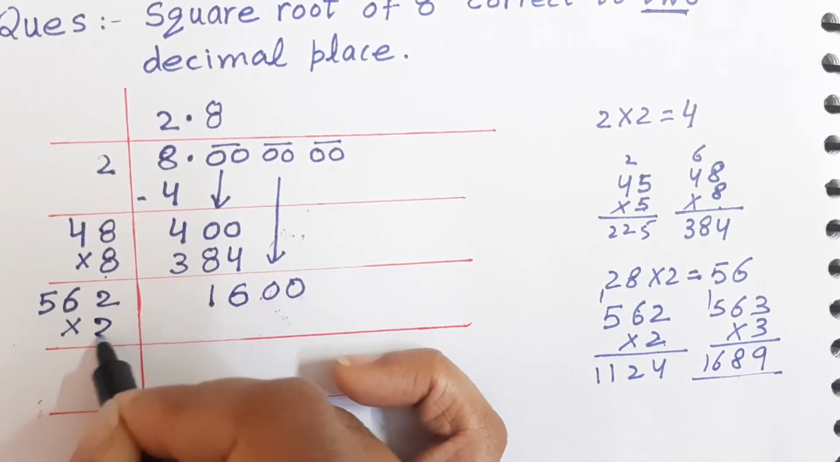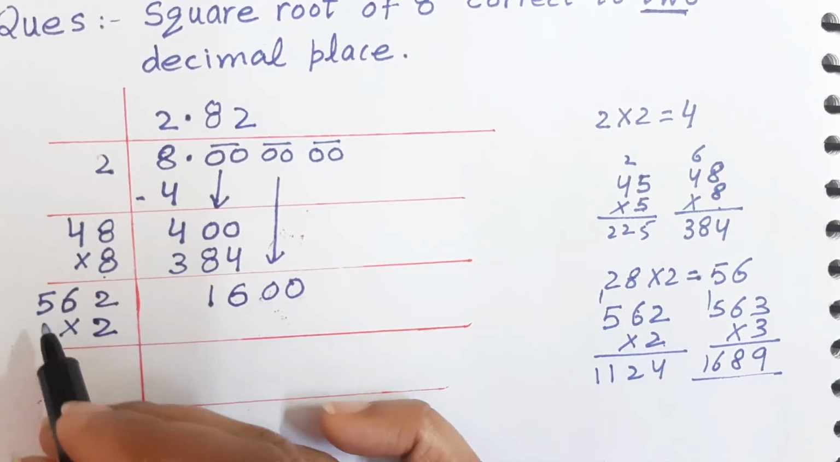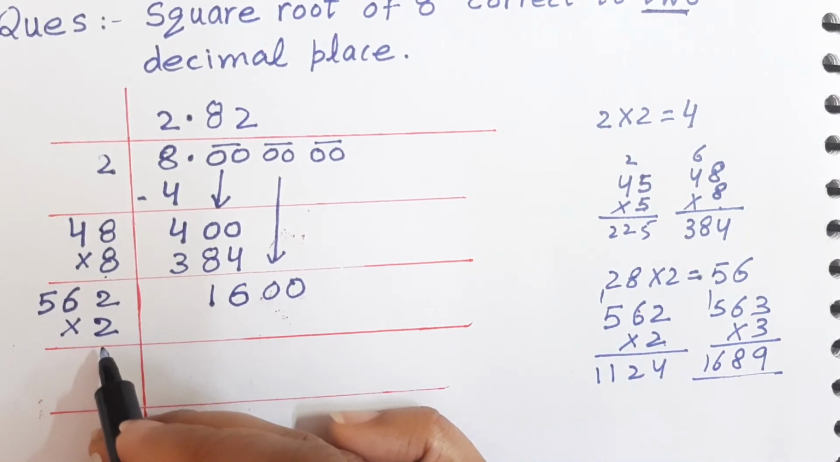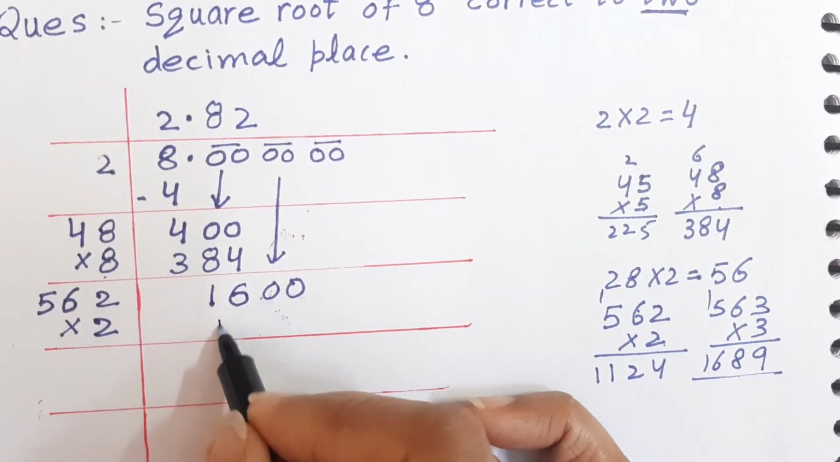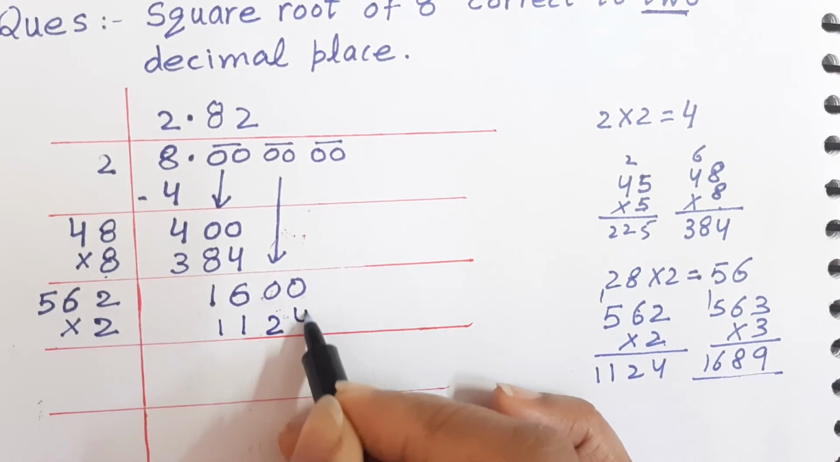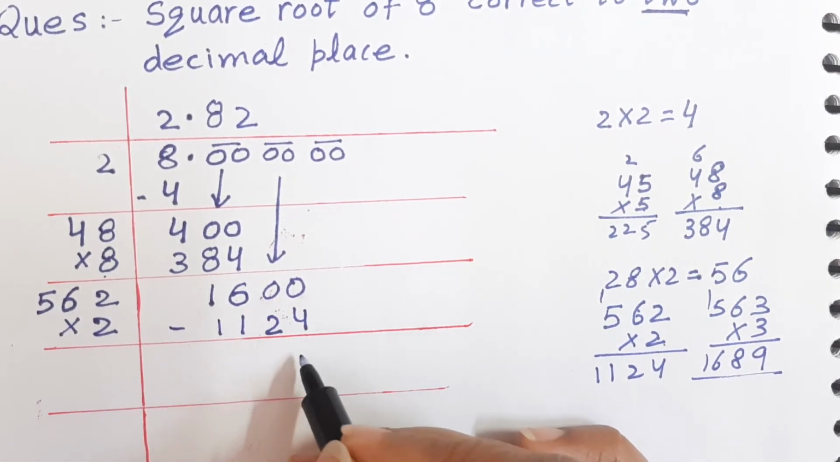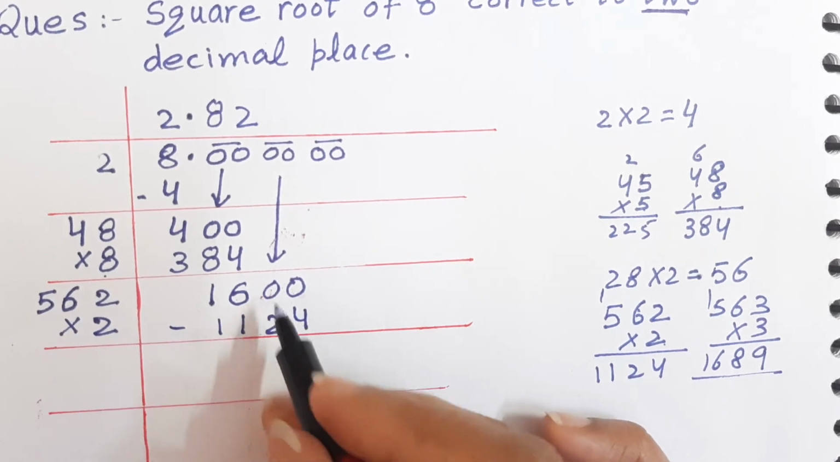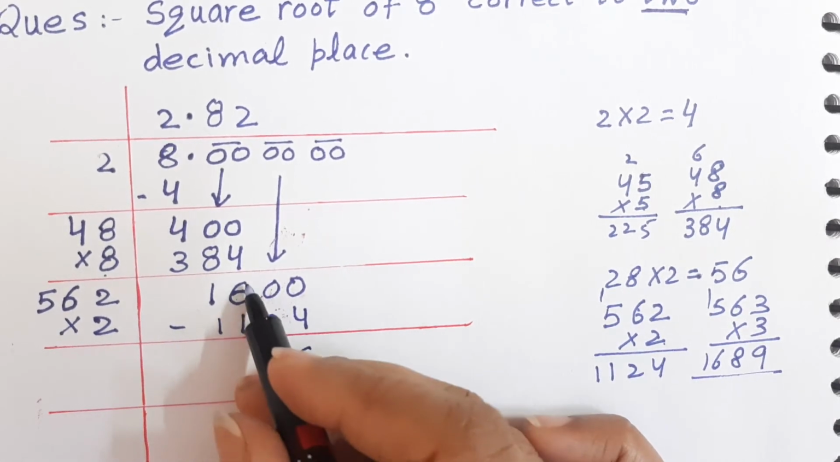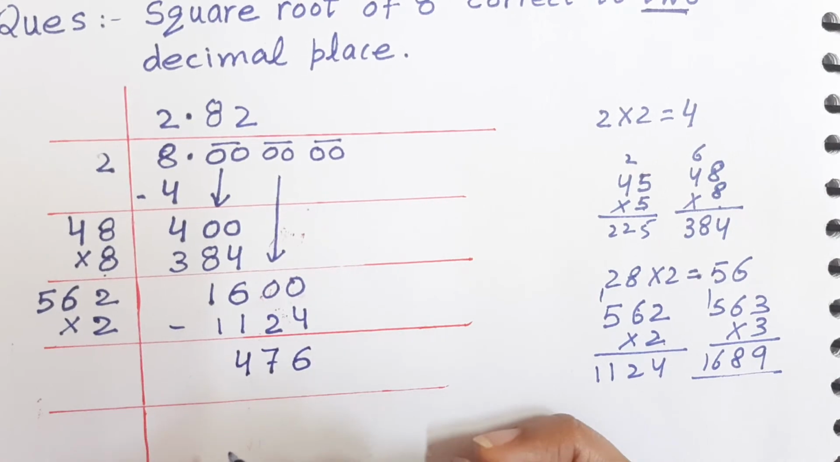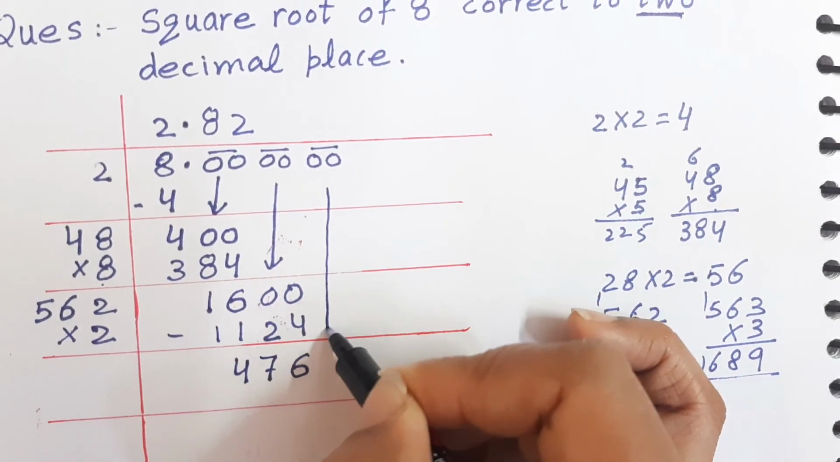So 2 here and then 2 here. So 562 2s is how much? Yes, 1124. Now again subtract the two values. 10 minus 4 is 6. 9 minus 2 is 7. 5 minus 1 is 4. Again take the next pair.